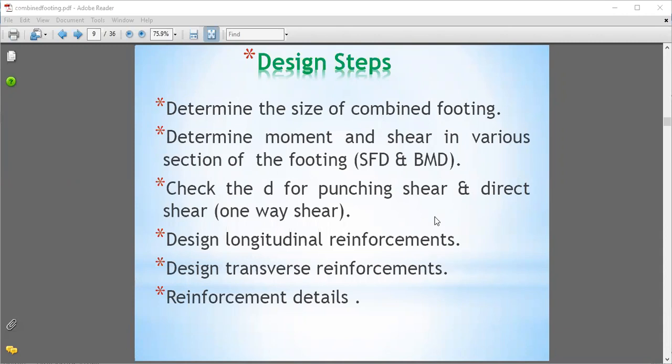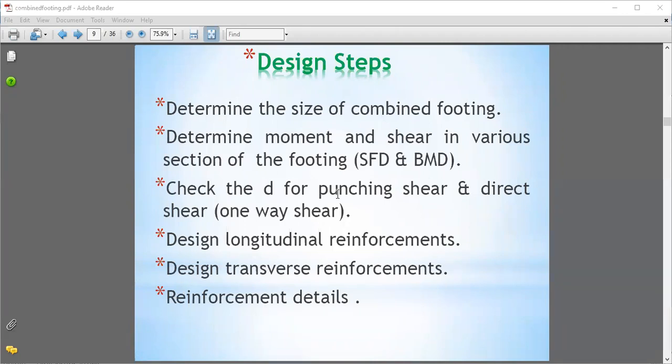In the last lecture, we started project number 2, which is related to the combined footing. And in the last practical, we completed some of the basics of the combined footing. What is a footing? What is the purpose of a footing? What is the function of a footing? Again, what are the different types of footing? Those points we completed in the last lecture.